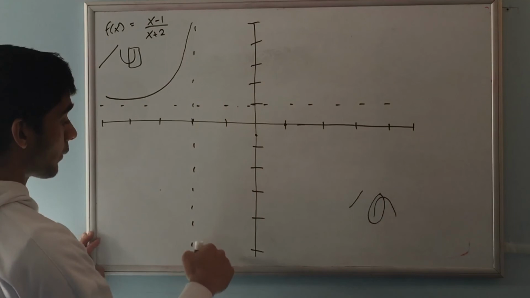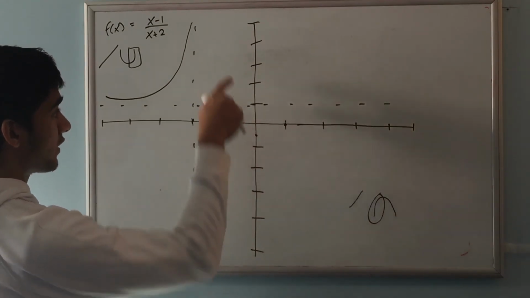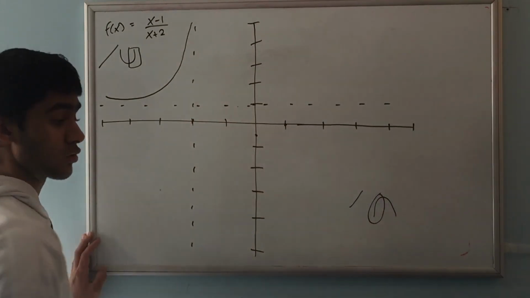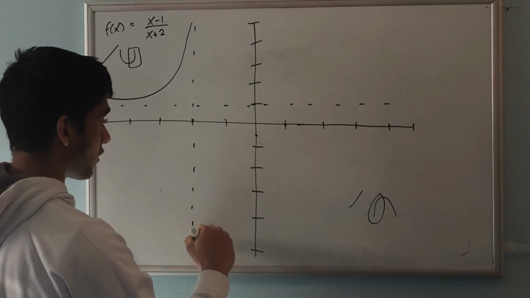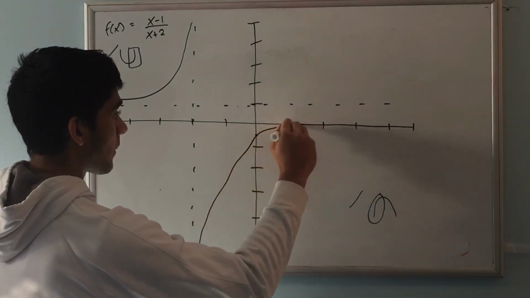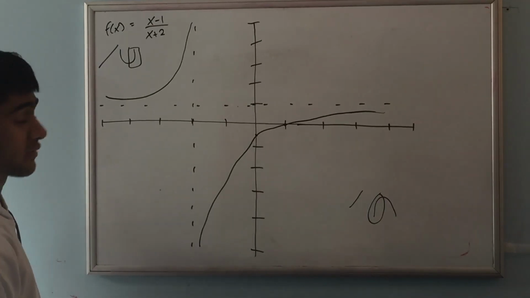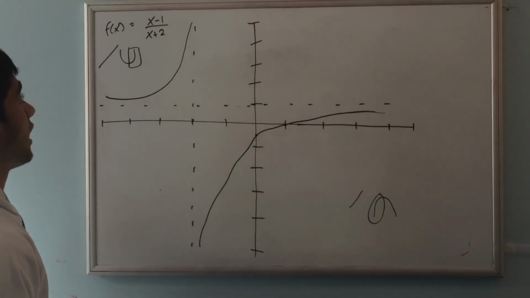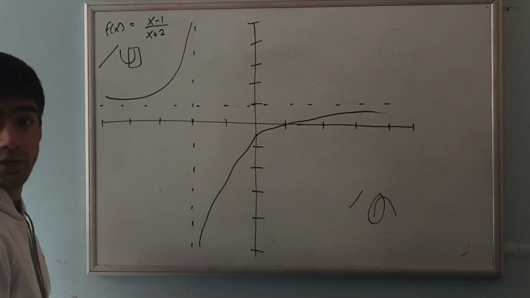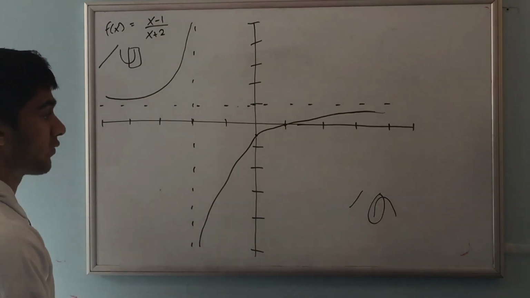If we mimic that, remember we have to be in this part of the 4 boxes, because that's where our 2 intercepts are. So we're going something like that. So there you go. That is the sketch of the function x minus 1 over x plus 2, and all we did was use the 5 steps that I use, and voila.